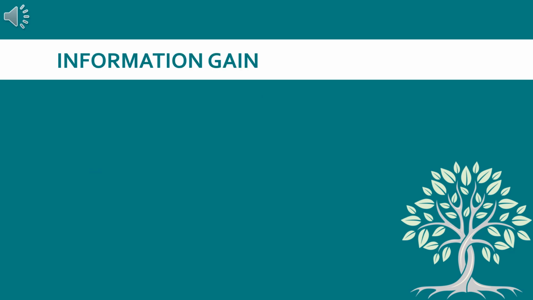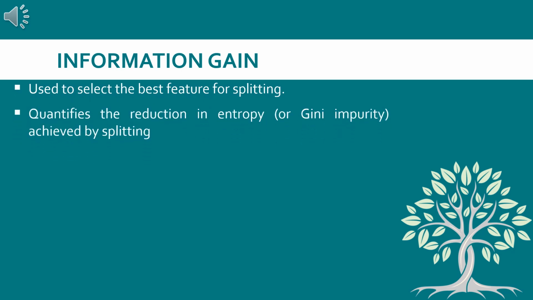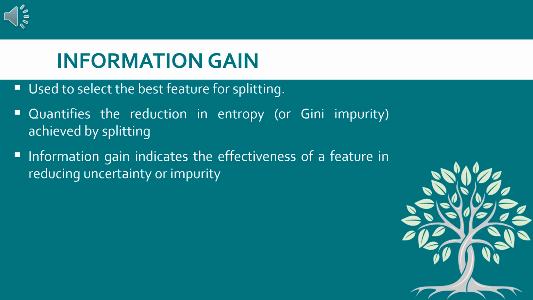Information gain is used to select the best feature for splitting the data in a decision tree. It quantifies the reduction in entropy or Gini impurity due to splitting of the data on a specific feature. It indicates the effectiveness of a feature in reducing the uncertainty or impurity. Higher information gain values indicate more valuable features.